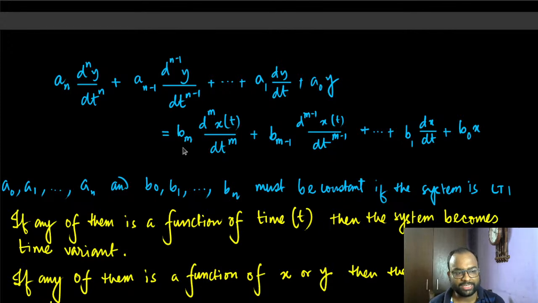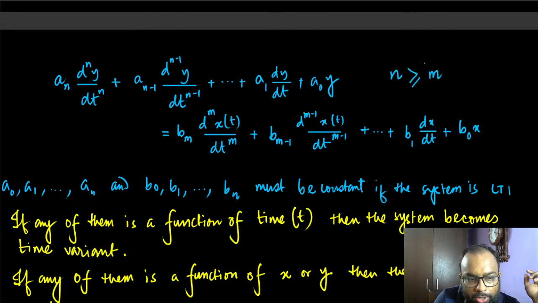If we think about it with respect to y, then the order is n, and with respect to x, the order is m. So both m and n are actually correct answers. But to be very exact in terms of mathematics, throughout our classes we are going to assume that n is greater than or equal to m.